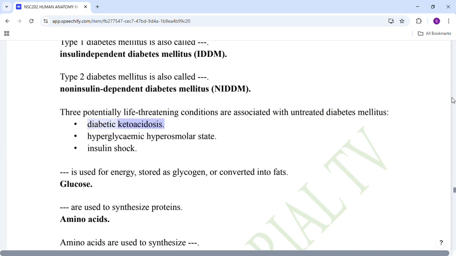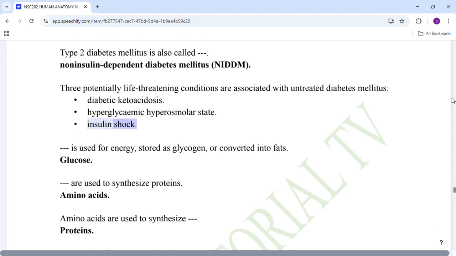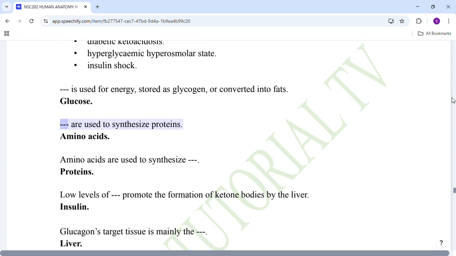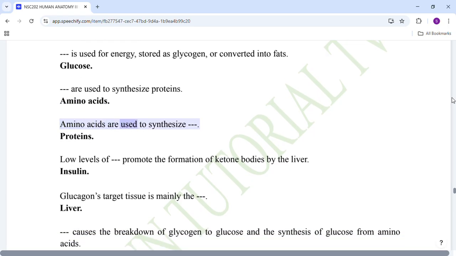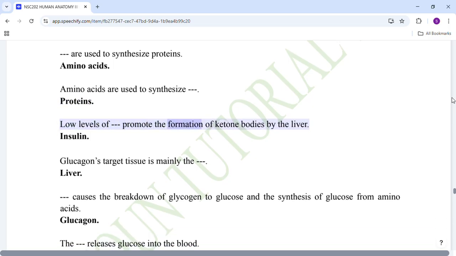Diabetic ketoacidosis. Hyperglycemic hyperosmolar state. Insulin shock. Insulin is used for energy, stored as glycogen, or converted into fats. Glucose. Insulin is used to synthesize proteins. Amino acids. Amino acids are used to synthesize proteins.